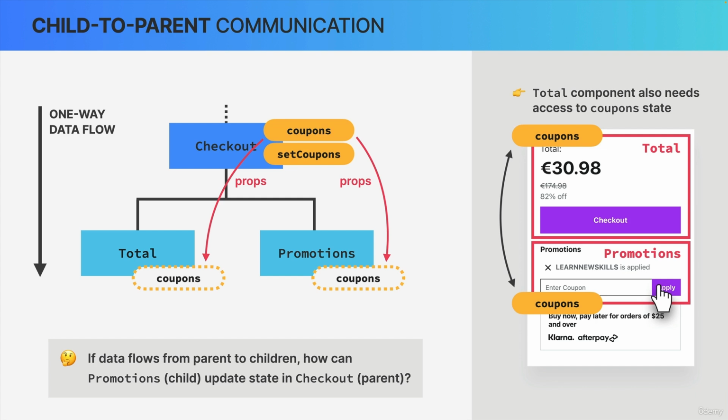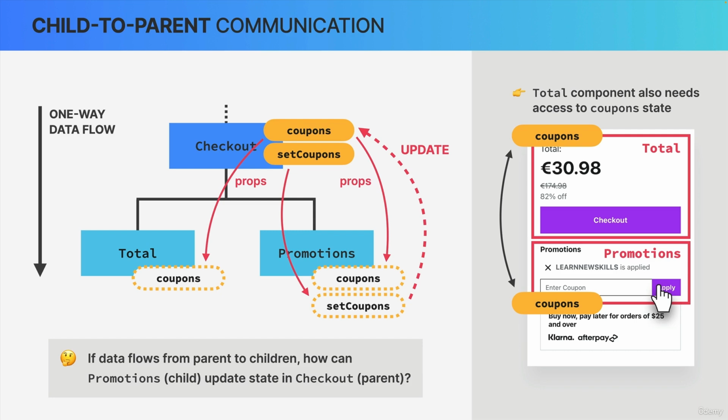Well, actually, the solution is quite simple. All we have to do is to also pass the setCoupons function down as a prop to the components who need to update the state. And so now that we have the setCoupons function in promotions, once a new coupon is added, we can simply use setCoupons to update the state that lives in the parent component. And this is actually exactly what we also did in the previous lecture, with the difference that we didn't directly pass setItems, but a function that uses setItems to update the items, which is essentially the same thing.